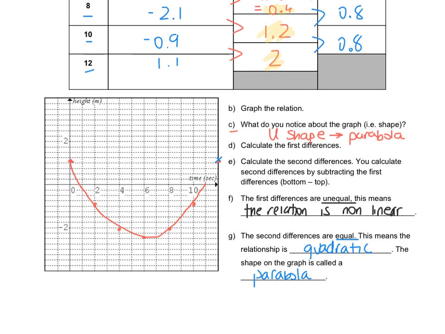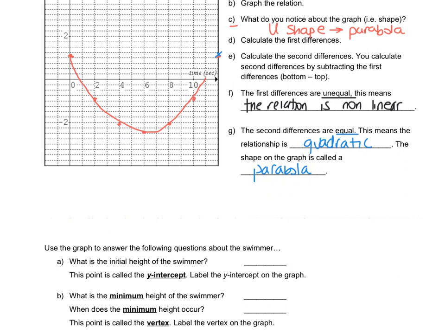We see that the second differences are constant, and if you look at the equation, we no longer just have an x, we have an x squared involved as well. Now, let's take this swimmer scenario, and we're gonna add some terminology here.